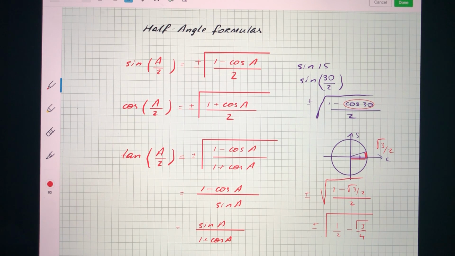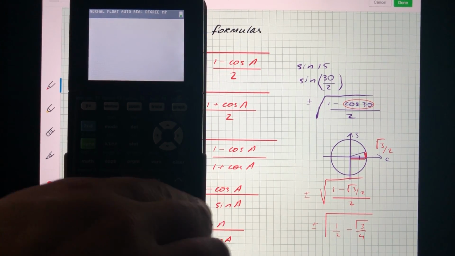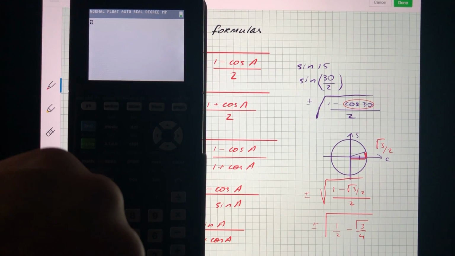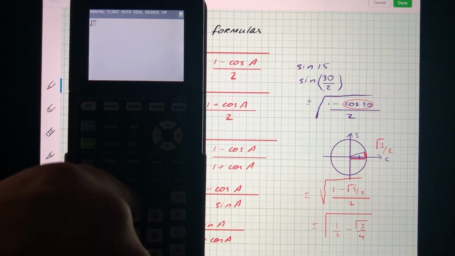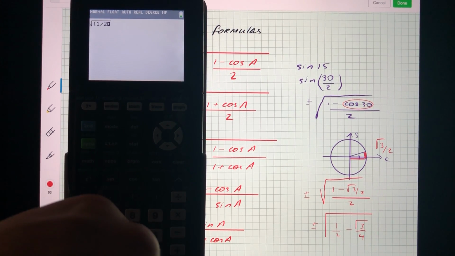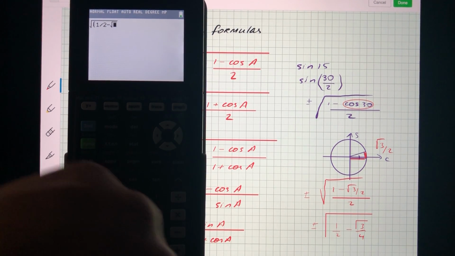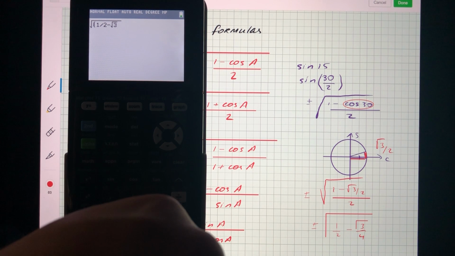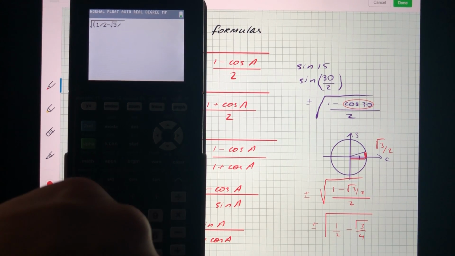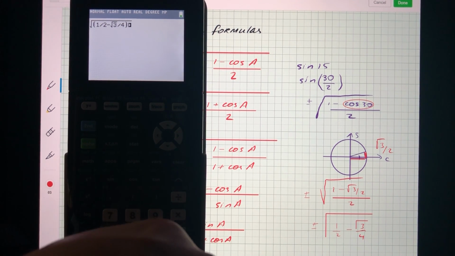Let's see what decimal that makes and see if that is close to what the sine of 15 actually comes out to. Here is the calculator. Let's type in square root, and then we have to be careful to put all these things in parentheses. So we type in 1/2 minus square root of 3 divided by 4, and then the whole thing close parentheses. And that should be the decimal.